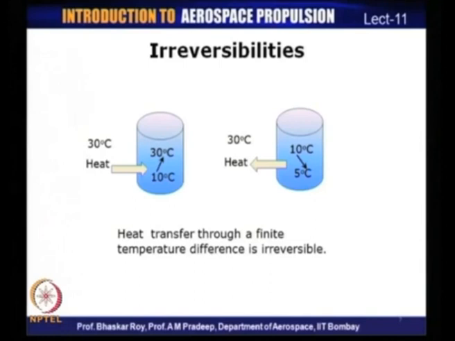Now, I mentioned heat transfer across a finite temperature difference. Let us consider a system here, indicated by this can, initially at a temperature of, let us say, 10 degrees Celsius. The ambient is at 30 degrees Celsius, and if the system is not insulated, then there is obviously going to be a heat transfer from the surroundings to the system, and eventually the system will have a temperature rise from 10 degrees Celsius to 30 degrees Celsius.